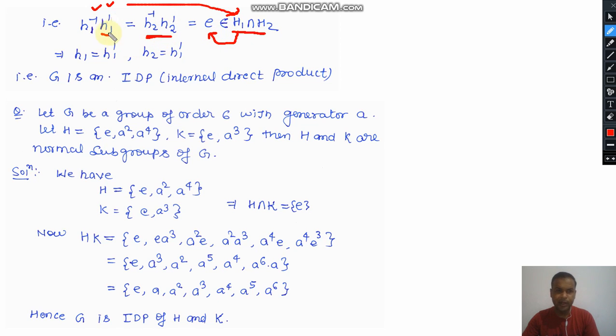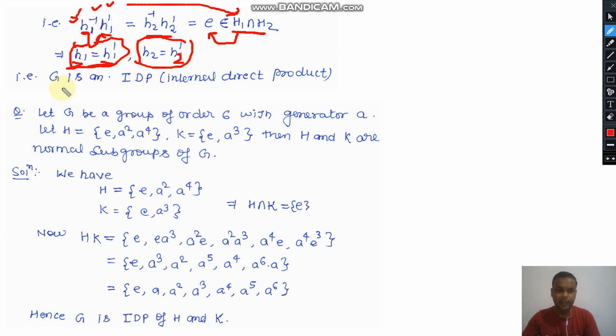So it is only possible when the inverse of h1 is h1 dash, or the inverse of h1 dash is equal to h1 inverse. So h1 will be equivalent to h1 dash. This is the only possibility for this relation to be equal to identity. So no other combination is generating g. These elements are similar. The h1 dash is not different from h1. h1 dash is equivalent to h1. Similarly, h2 dash is equivalent to h2.